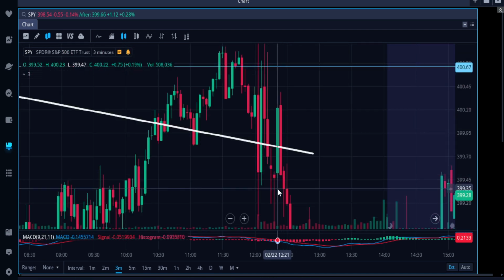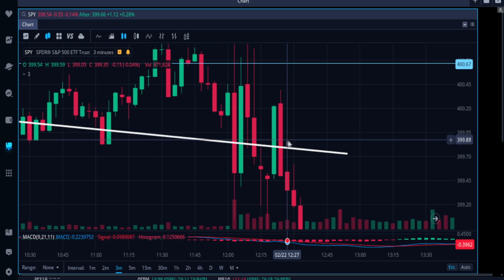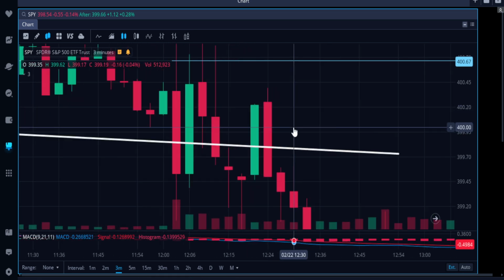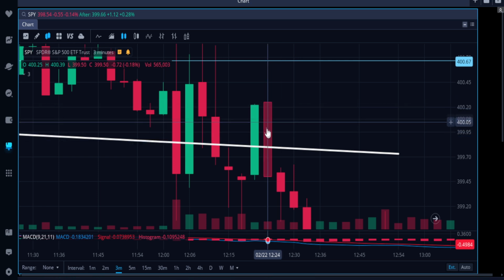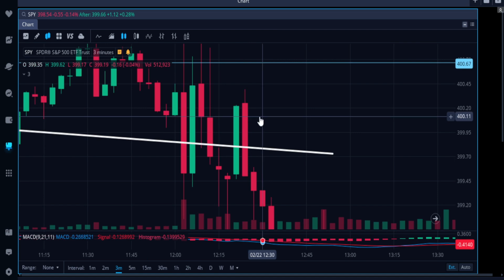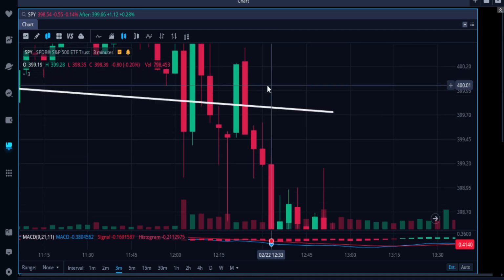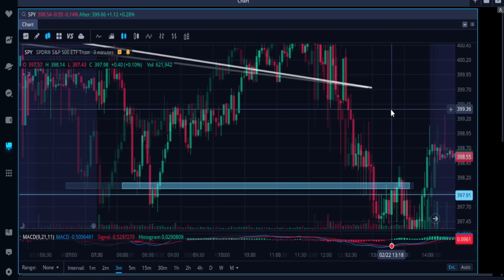My stop loss on this would have been if there was a strong candle close above it. You see this candle, half of it is above the trend line and half is below. So if the next one would have had the majority of the candle close above this trend line, then that would have been enough to stop me out. So that was pretty much how I traded today.